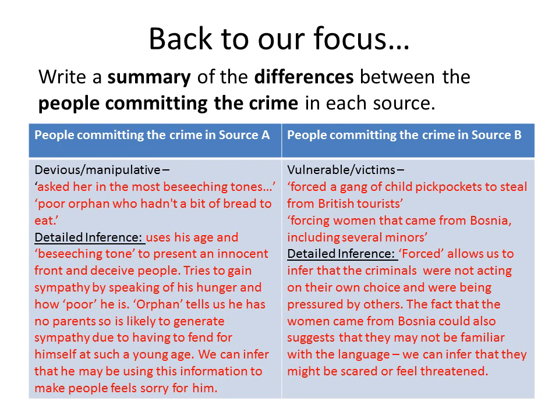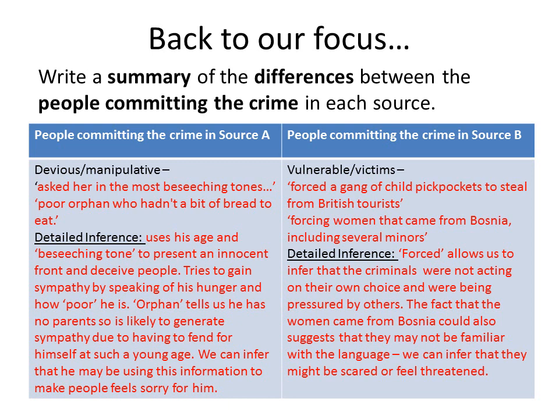My evidence that I'm going to use, well, I've got two quotations again. The first one, that this man forced a gang of child pickpockets to steal from British tourists, and forcing women that came from Bosnia, including several minors. So they're two quotations that would match that statement that these people committing the crime in source B are vulnerable and victims. My detailed inference.